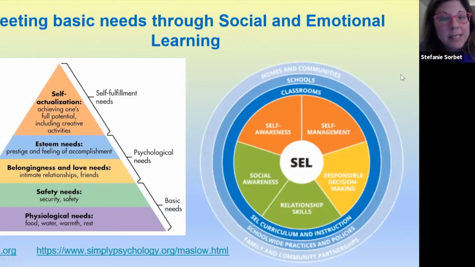So we've talked about Maslow's hierarchy of needs, and psychological needs, and then we've talked about social emotional learning from the CASEL wheel, self-awareness, self-management, all of these components. And so now we need to think about how these things tie together. These basic needs down here, food, water, warmth, and rest, security and safety, belongingness and love needs, some of these are met at home, some of these are met in the classroom.